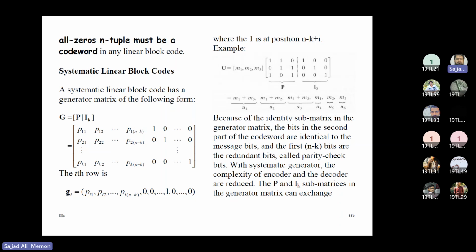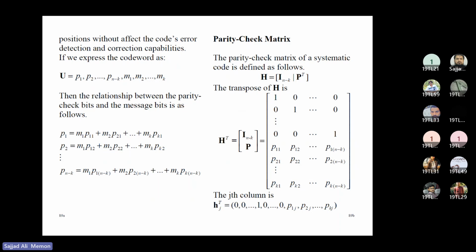With a systematic generator, the complexity of the encoder and the decoder is reduced. The P and I_k submatrices in the generator matrix can exchange positions without affecting the code's error detection and correction capability. If we express the code word as U, then the relationship between the parity check bits and the message bits is as follows. So this is how you can relate parity and message bits.